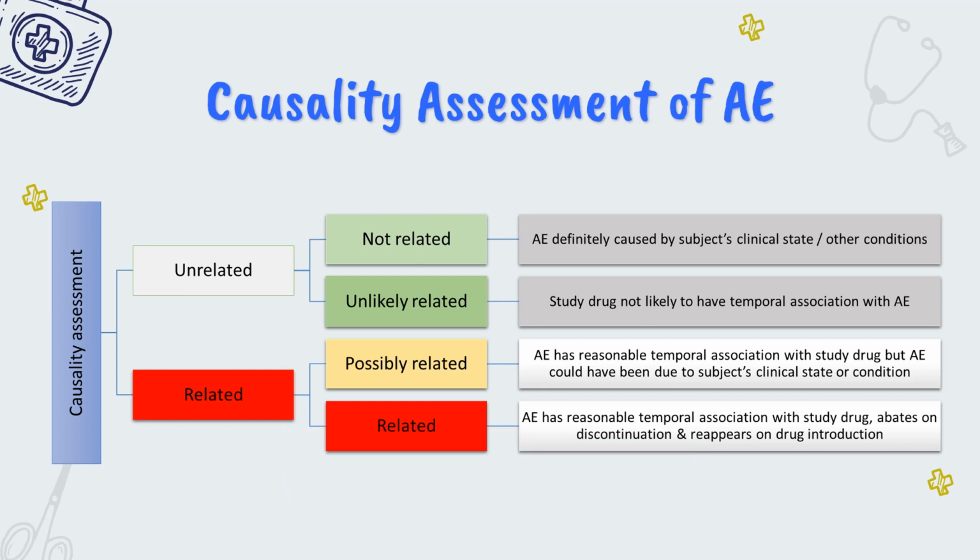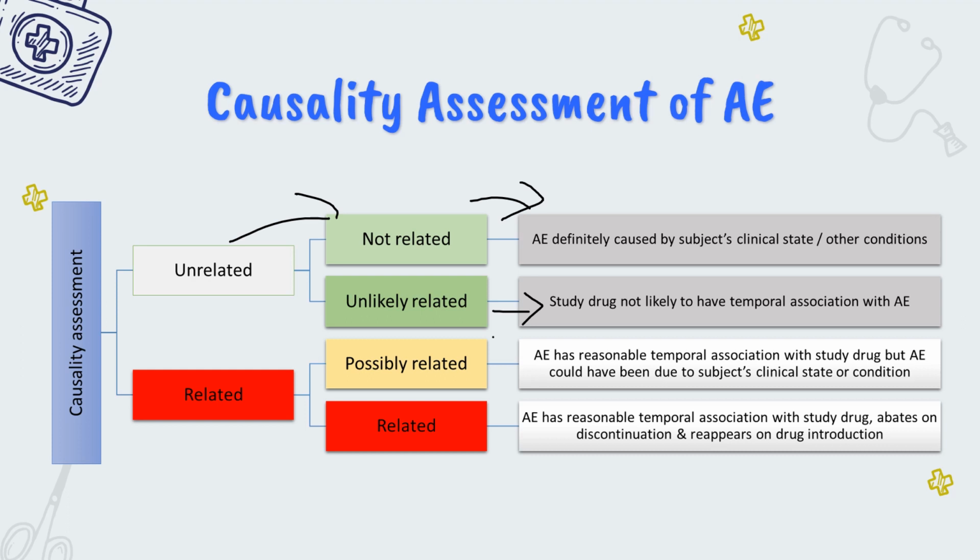So in terms of causality assessment, if the adverse event is unrelated, we determine whether it is not related to the drug or unlikely related to the drug. When it comes to not related, we see that the AE is definitely caused by the subject's clinical state or condition, and when we say it is unlikely related, then that particular study drug did not have a temporal association with that AE. Okay, so we have to prove based on the causality assessment whether it is related or not related.